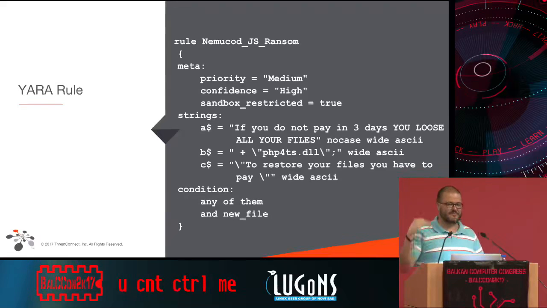The meta section is not actually compiled or looked at by Yara. This is just an area where you can put notes or other data points. So what we've done is added a few data points here. Priority and confidence. Priority is, for our team, for this particular strain of malware, how important is it for us to look at this and how quickly should we look at it?